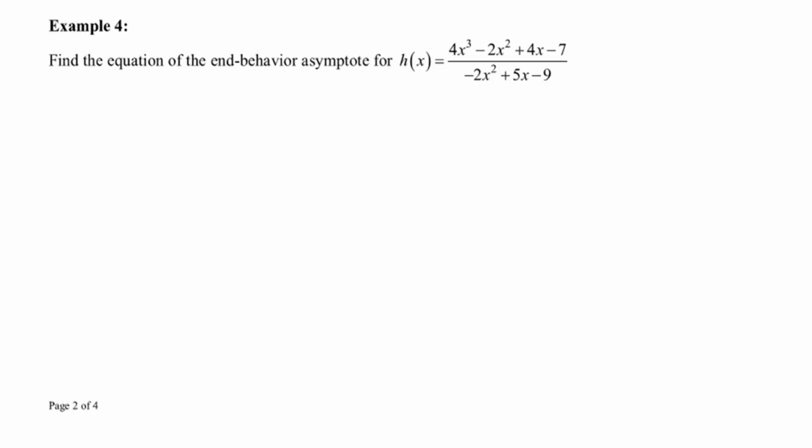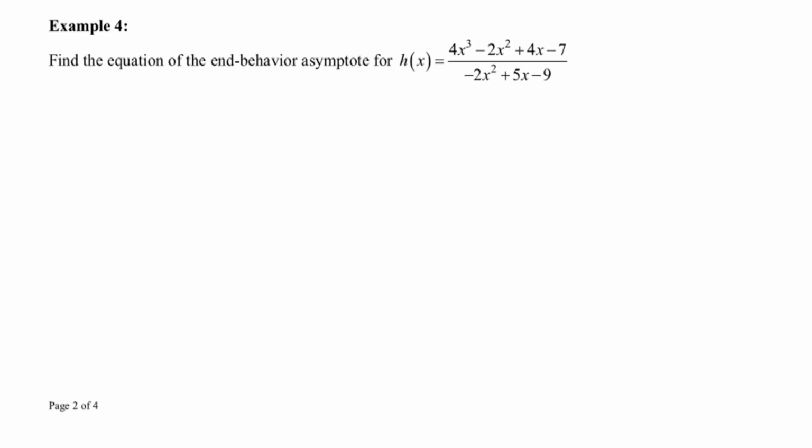In the last video, we discussed horizontal asymptotes. Okay, in this video we're going to discuss slant asymptotes. When the degree of the numerator is 1 higher than the degree of the denominator, you're going to have a linear slant asymptote. And the way that you find that is by doing long division.